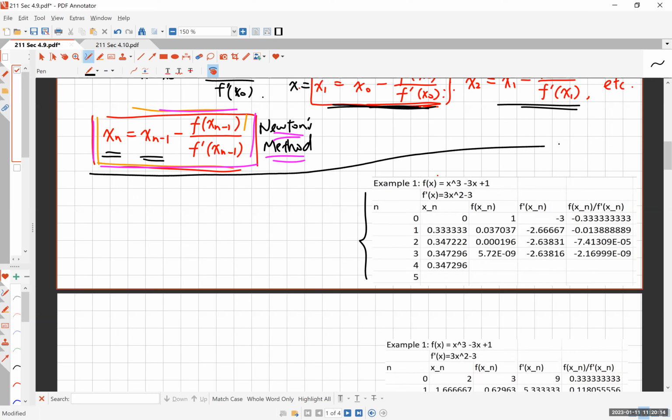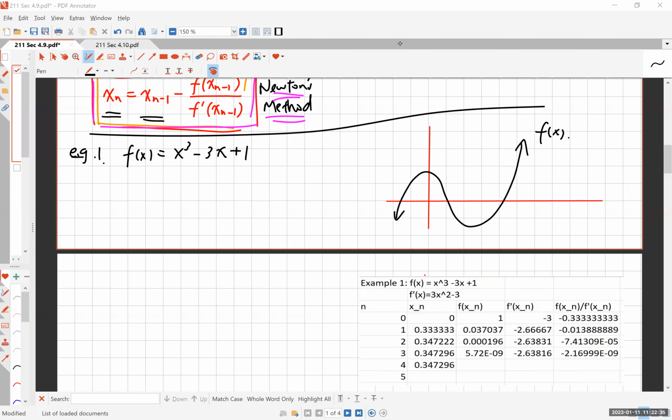All right, now let's talk about this example. I call this example 1. The function is f of x equals x cubed minus 3x plus 1. I need to give you a little warning before I get started. So here's my first example. We want to find the zeros of this function. This is a cubic polynomial, so you could have at most 3 real zeros. And it turns out the graph of this function looks like this, and so you do have 3 zeros.